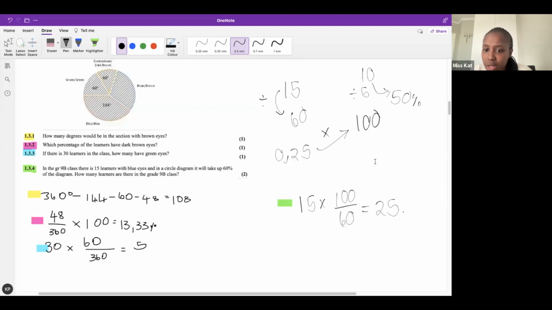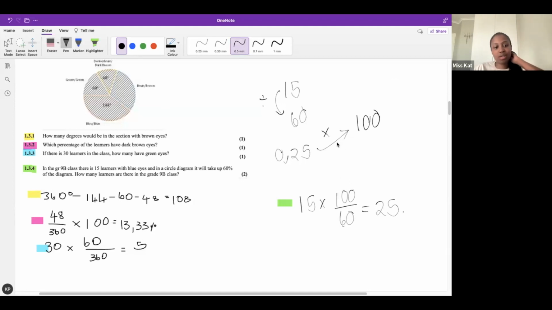Khagelo, where's Khagelo? If I divide this by 5, how much percent is it? That would have given us 10%, right? But I want 100%. So to get from the 10 to 100, I would multiply by 10. So in this question that we have over here, I decided to make this 15 one part.